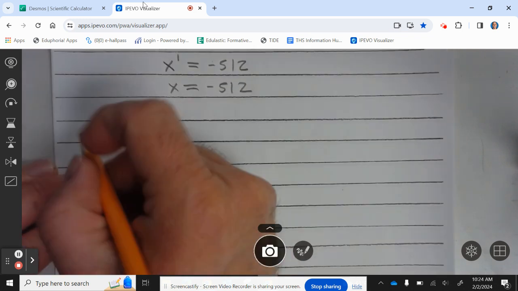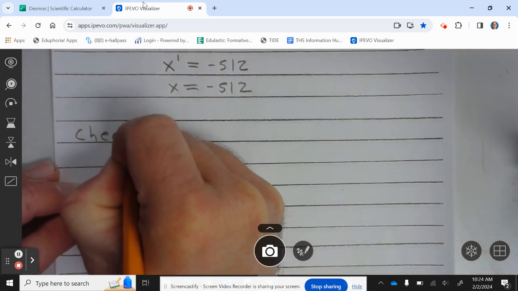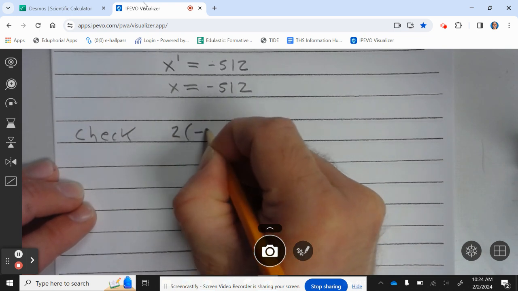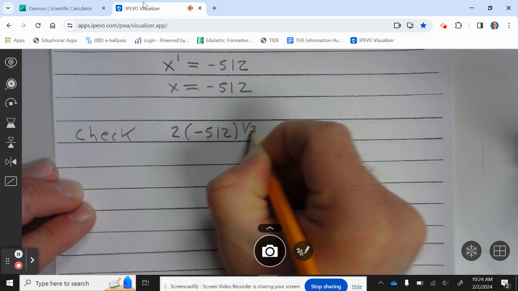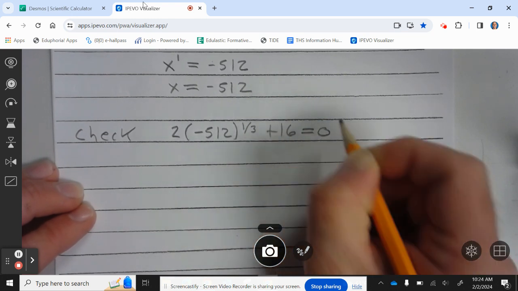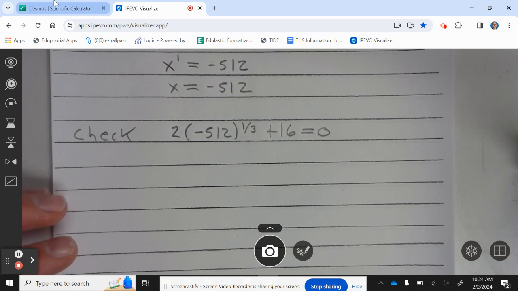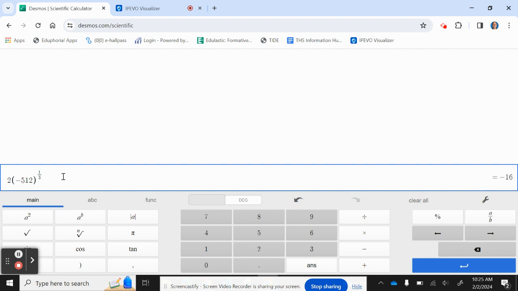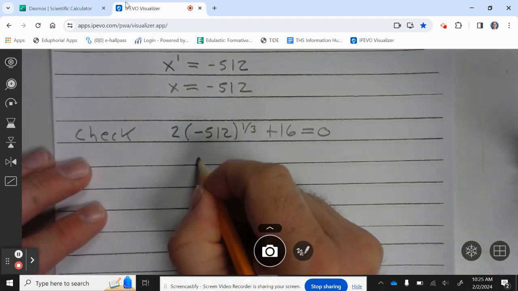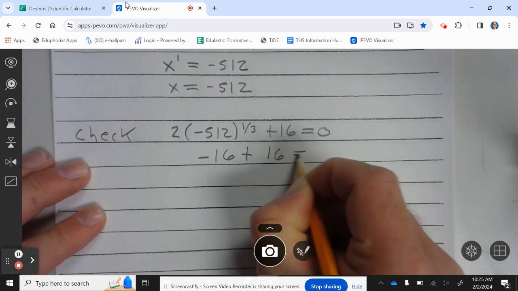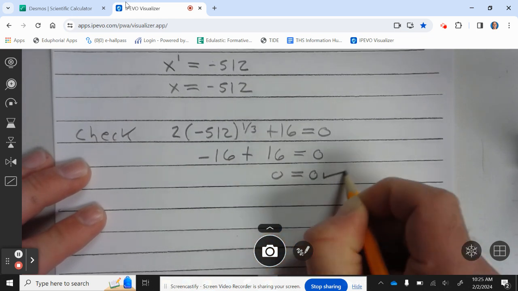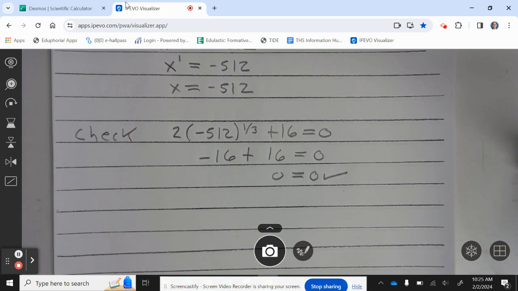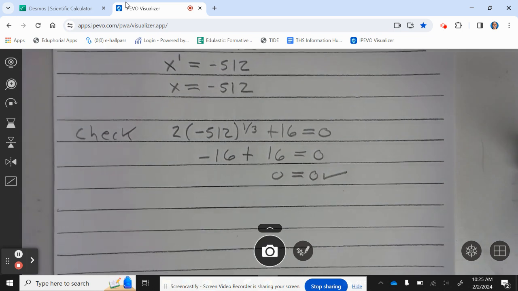All right, let's go ahead and check. So that's 2 times negative 512 to the 1/3 plus 16 equals 0. So let's go ahead and do 2 times negative 512 to the 1 divided by 3 is negative 16. So negative 16 plus 16 equals 0. 0 equals 0, so that checks. So x equals negative 512 is a valid solution. All right, let's take a look at the next page.